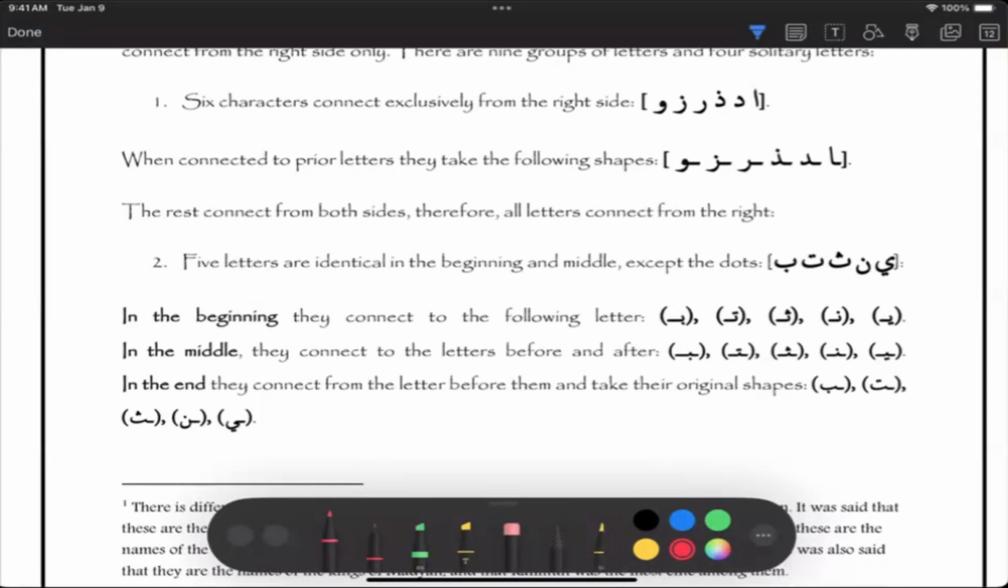Now, number 2, 5 letters are identical in the beginning and the middle, except the dots. Those are ba, ta, tha, noon, and ya. Now, in the beginning, they are identical, not noon and ya when they are alone. Noon and ya on their own have their own shapes. Ba, ta, and tha all look the same in all positions except the dots. Noon and ya look different from ba, ta, and tha at the end because they take their own shapes at the end.